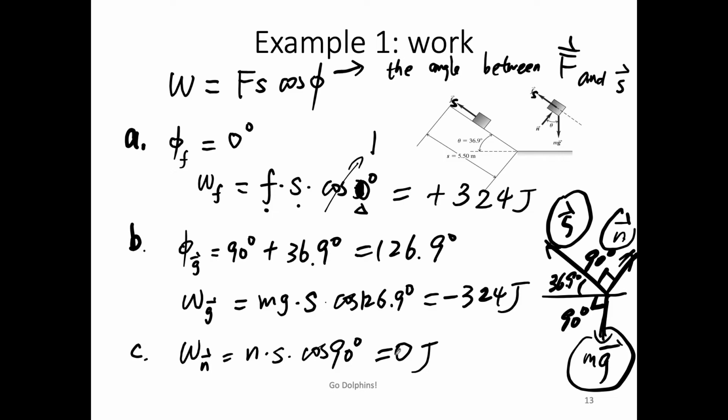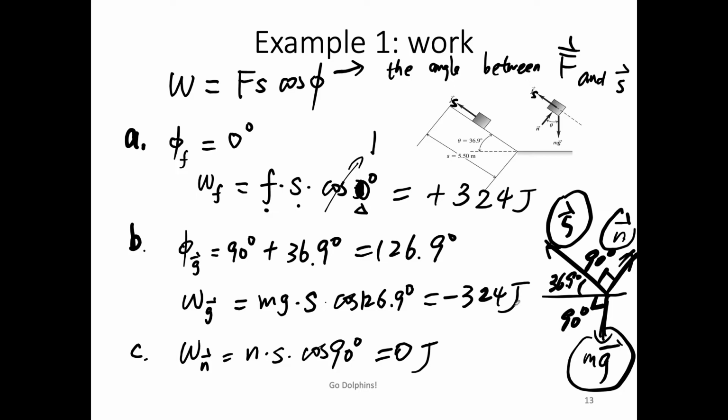We have a lot of those kinds of examples in our class, right? Okay. Now there is one thing I want to point out. We can find the net work by all the forces. Normal force 0, weight negative 324 joules, friction 324 joules. Now if you add them all together, it gives you 0 joules. Does it make sense? I think yes, right?